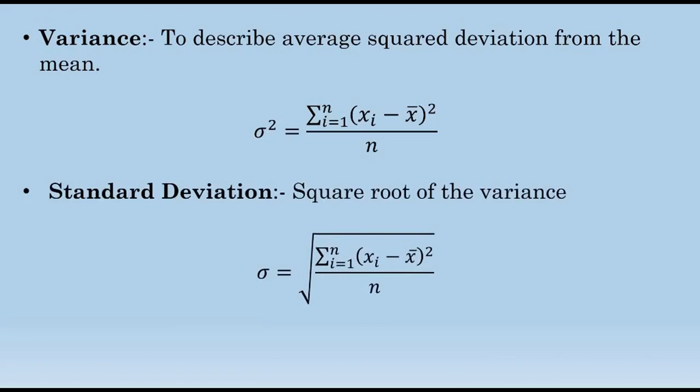Similarly, standard deviation is nothing but the square root of the variance. So we can see that sigma is equal to the square root of summation (xi minus x bar) whole square divided by n.